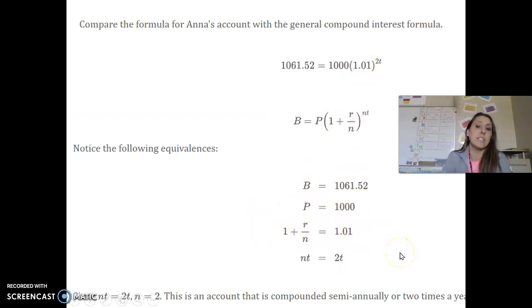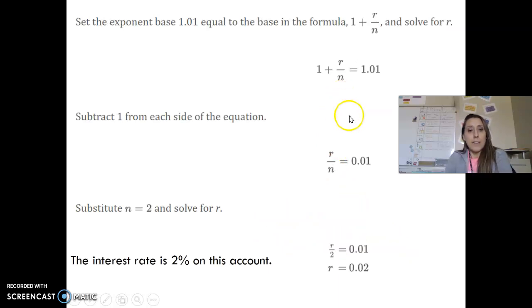So make sure you get this in your notes. And then we'll solve from each side. So what we did was we subtracted 1 from each side. And then we knew that our N was 2 because in our formula it says 2T in our original problem. And so that means if we don't know what T is, then we know that the N must be 2. So then we take that, we multiply both sides by 2, and we get R is 2%. So our rate is 2% for this problem.